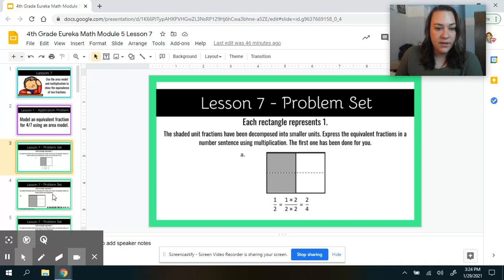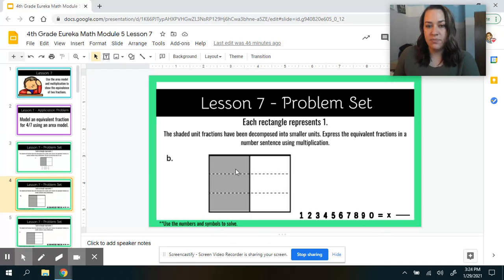Okay, so let's do this next one together. Look at this area model and ignore the horizontal lines for a second, okay? What do we see? I see 1 is shaded and it's broken into 2. So I have 1/2. So I'm going to represent what was there before they decomposed it. Okay, so 1/2 is equal to, and let's see, how many rows did they make? 1, 2, 3. So they multiplied their numerator and denominator by 3. And if we do that, then we should get 3/6.